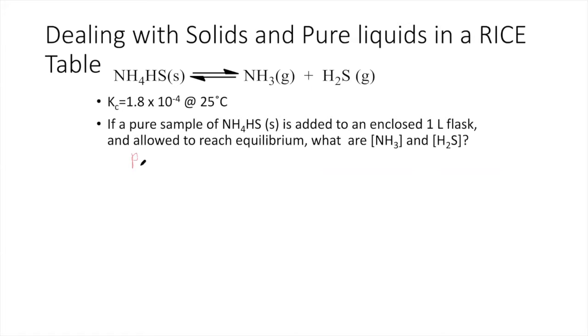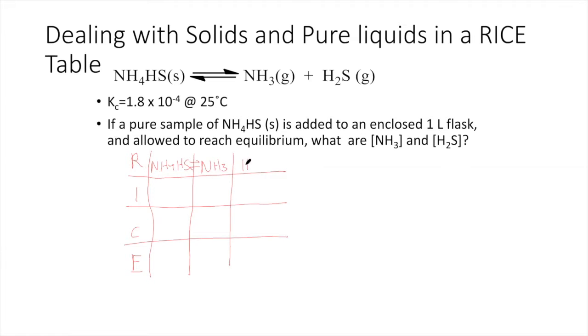So we know that every table has the rows for R, I, C, and E, so we'll get that set up. And each chemical constituent is going to get its own column, so the NH4HS is going to get its own column, and that reacts in a reversible way to form NH3, so that gets a column, and H2S gets a column, so plus.